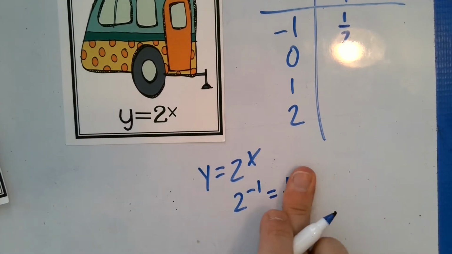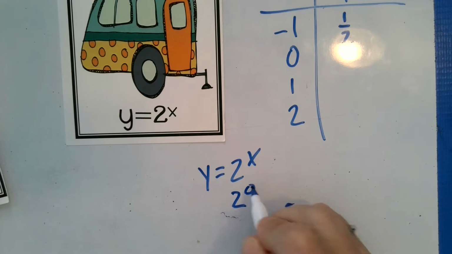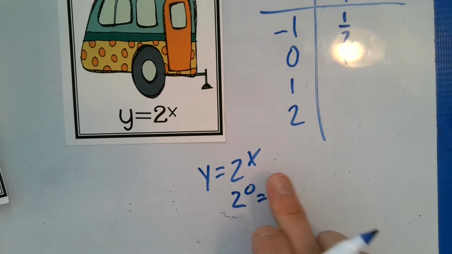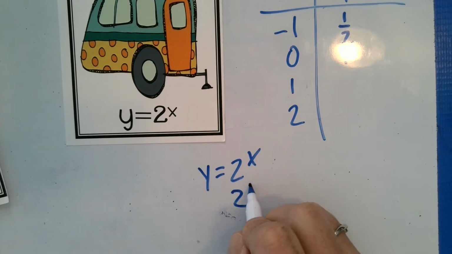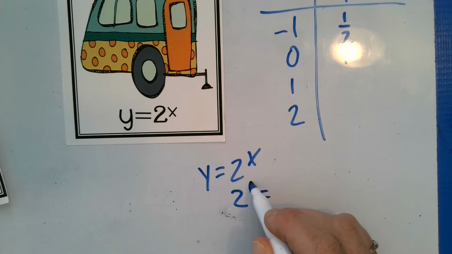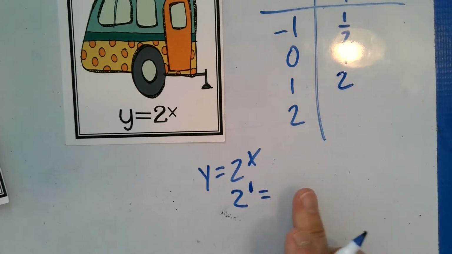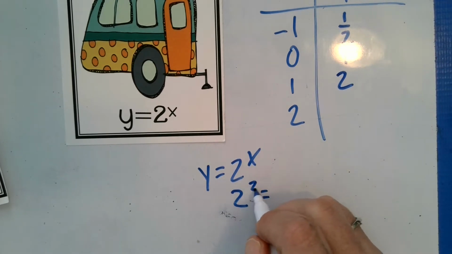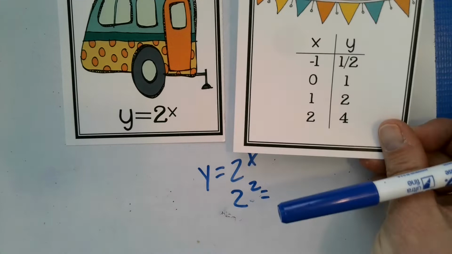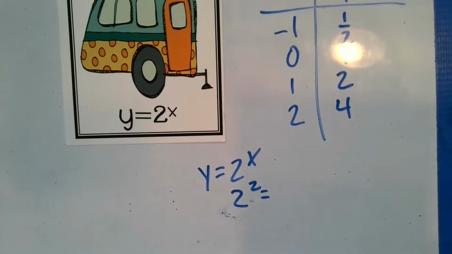Now, if we were to do 2 to the 0 power, anything to the 0 power is just 1. So that's an easy one. And now let's do 2 to the first power. That's just 2 times itself, or 2 times 2, 1 time, so it's just 2. And then finally, 2 squared would be 4. Okay, so we have this data table, and we could create something that looks like that. That's exactly what we have, right?